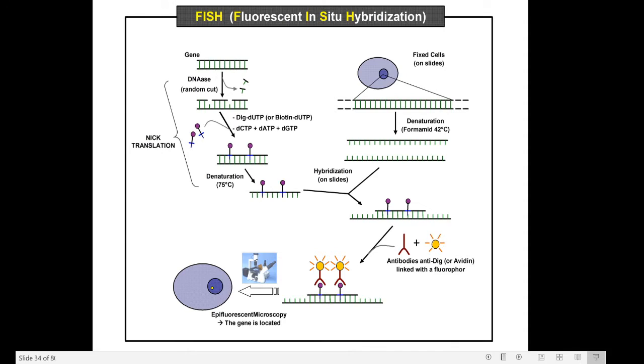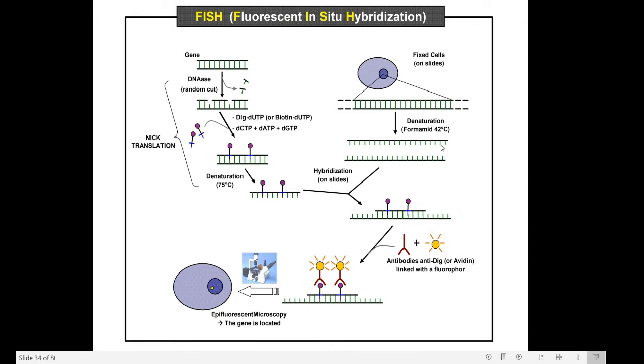It's a schematic representation. Here there was the gene. That gene is randomly cut down by the DNase enzyme. After that, we added the dNTPs. This double strand is denatured at 72 degrees Celsius.